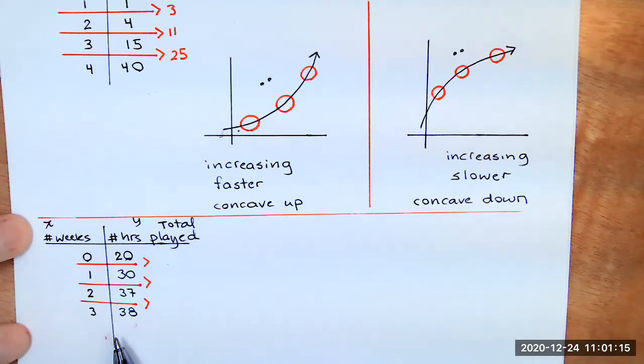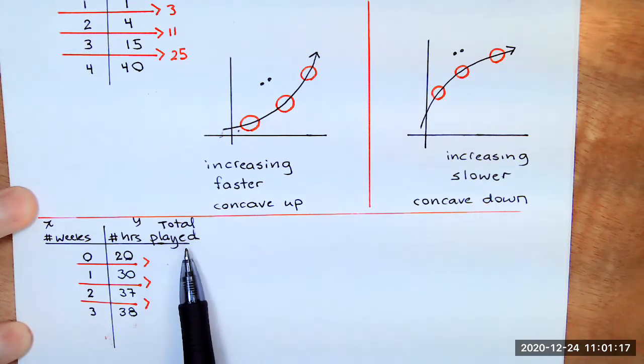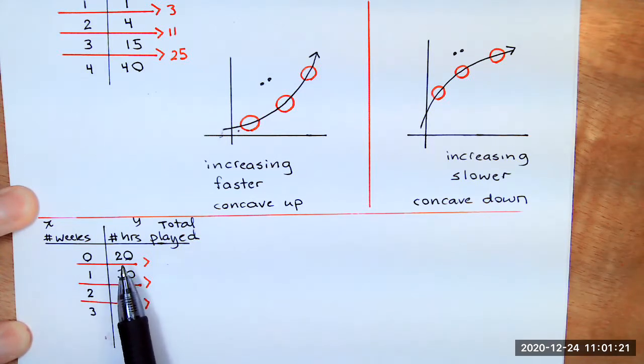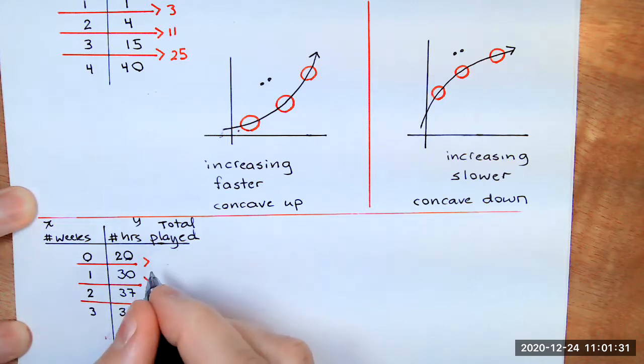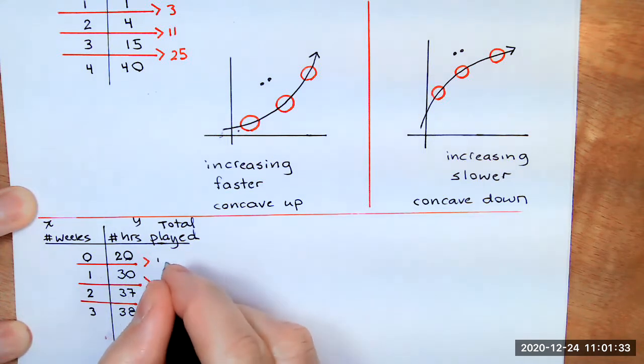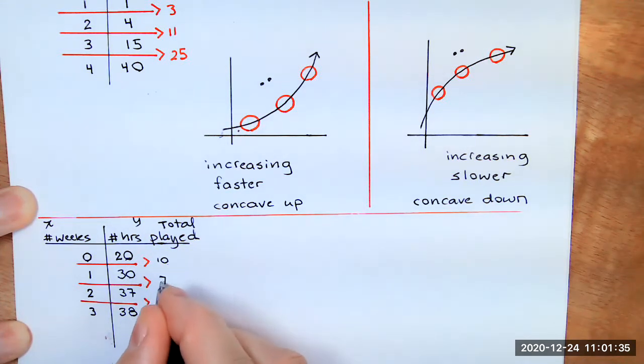Actually, this setup makes more sense. So this would be the total hours you've played since you bought the game. So if it went from 20 to 30 to 37 to 38, is that linear or nonlinear? The answer is nonlinear, because each week you spend less time on it.